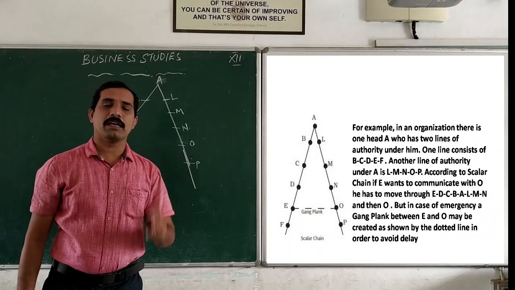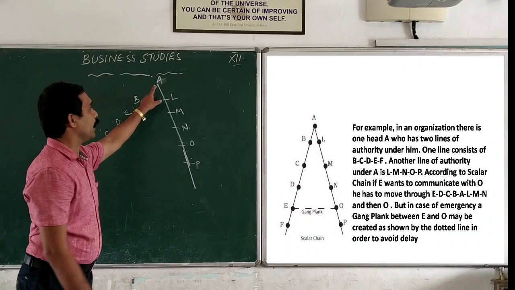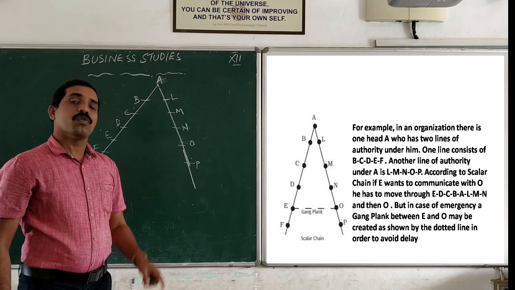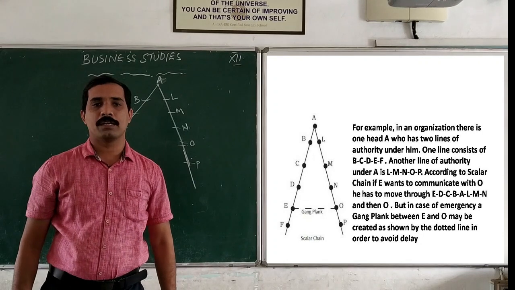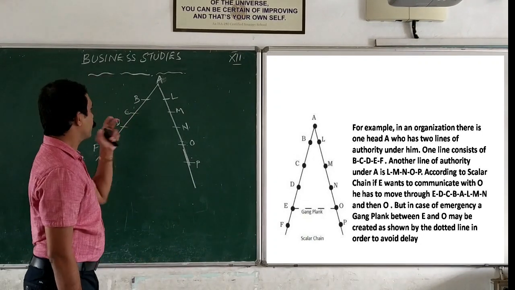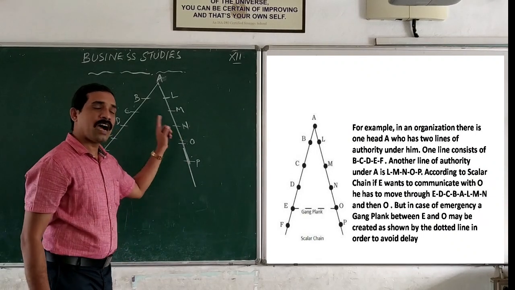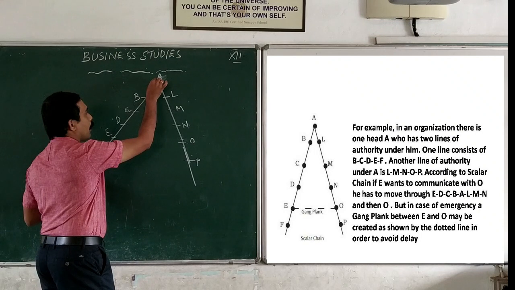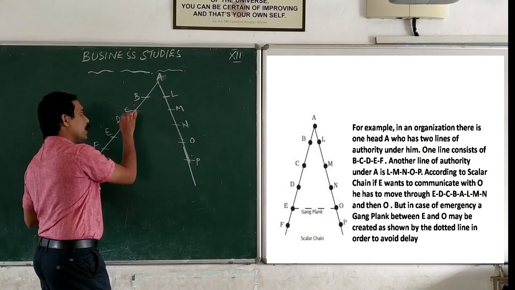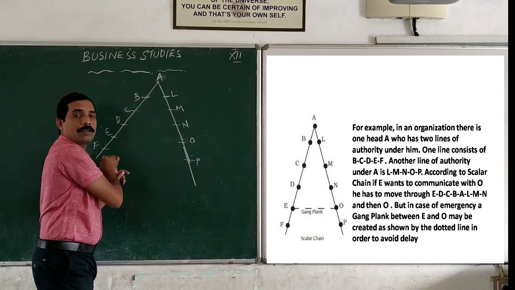Example, in an organization, there is one head, here A, who has two lines of authority under him. Which are the two lines of authority? One consists of B, C, D, E, F. That is one line of authority.